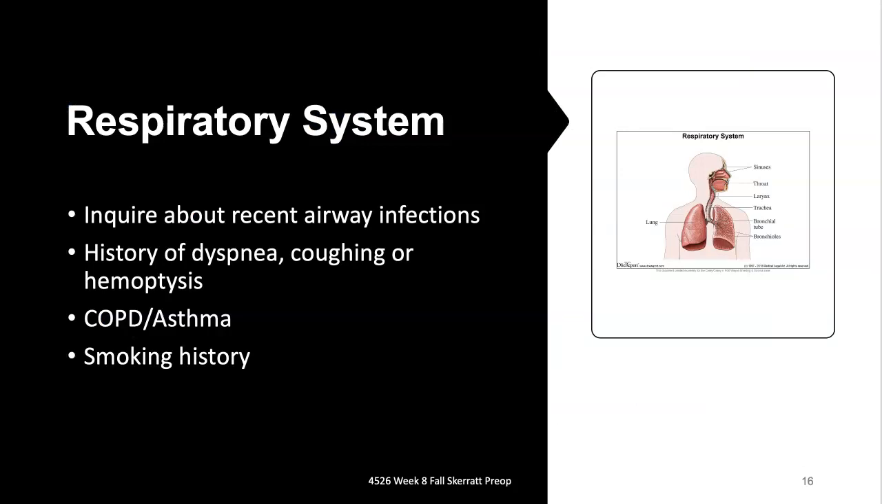The respiratory system. So inquire about any recent airway infections. Procedures could be canceled because of an increased risk. History of dyspnea, coughing, or hemoptysis should be reported to the operative team. Do they have COPD or asthma? So there's a high risk for bronchospasms, laryngospasms, hypoxemia, and atelectasis afterwards. And smoking history. Smokers should be encouraged to quit 6 weeks before the procedure to decrease the risk of complications. And the greater the pack-years of smoking, the greater the risk for pulmonary complications.